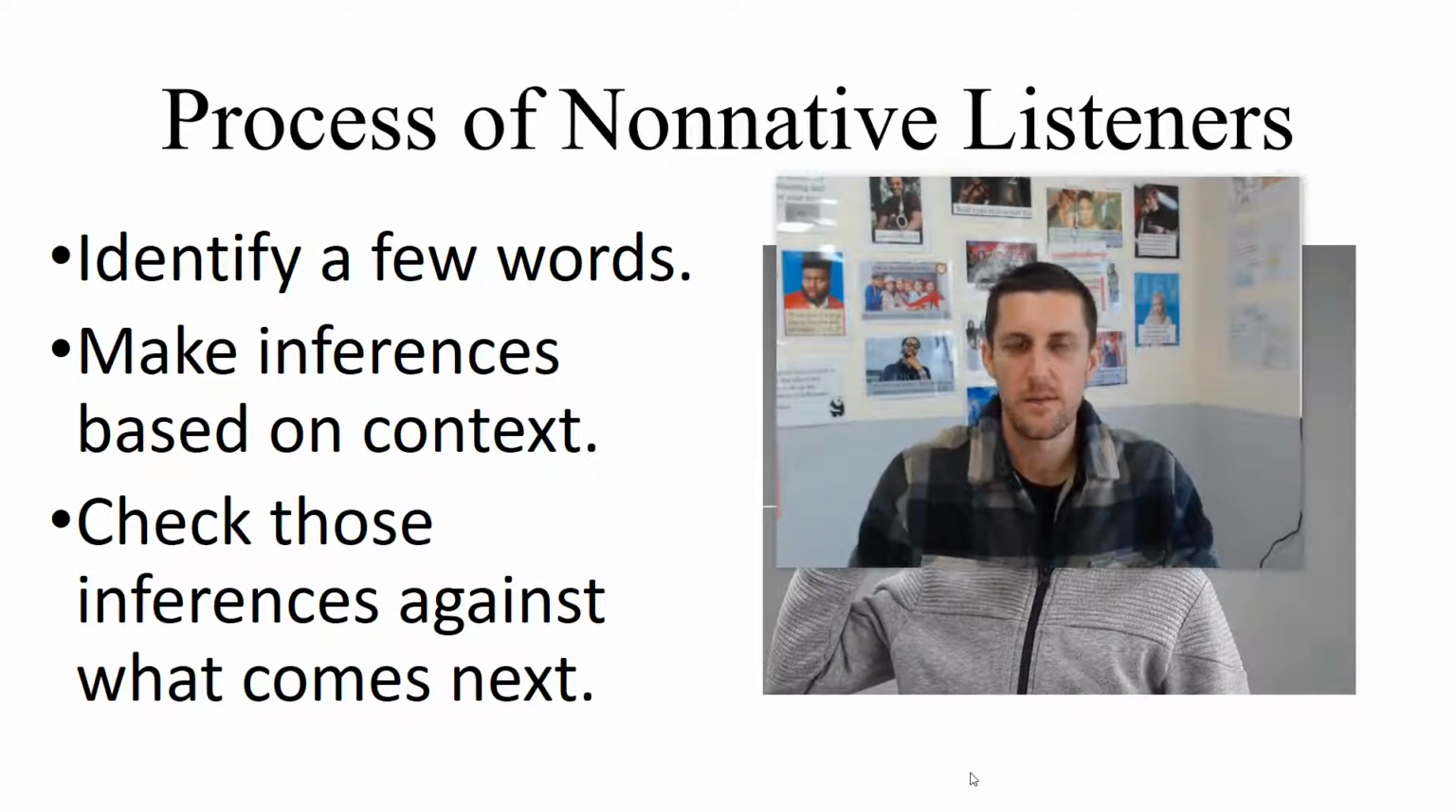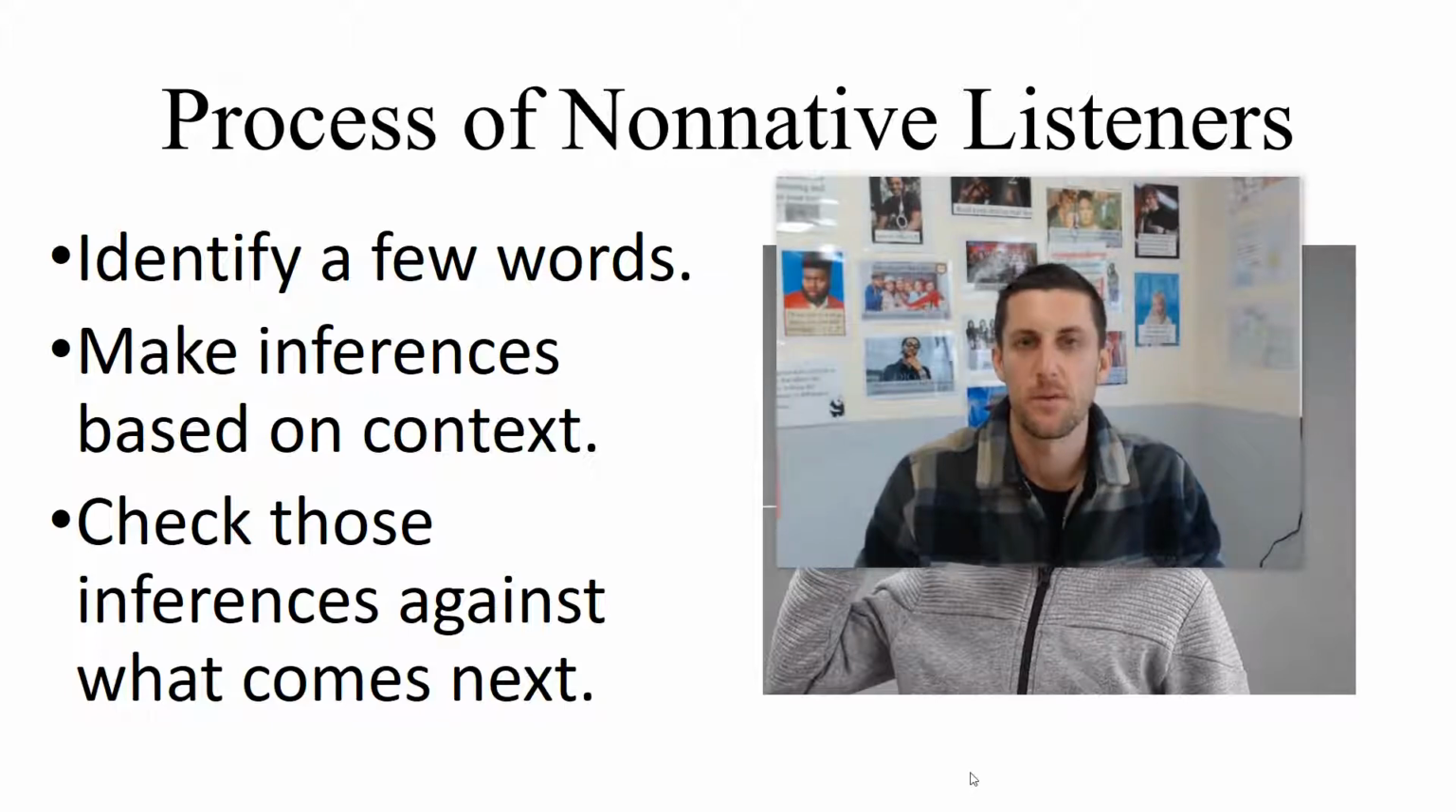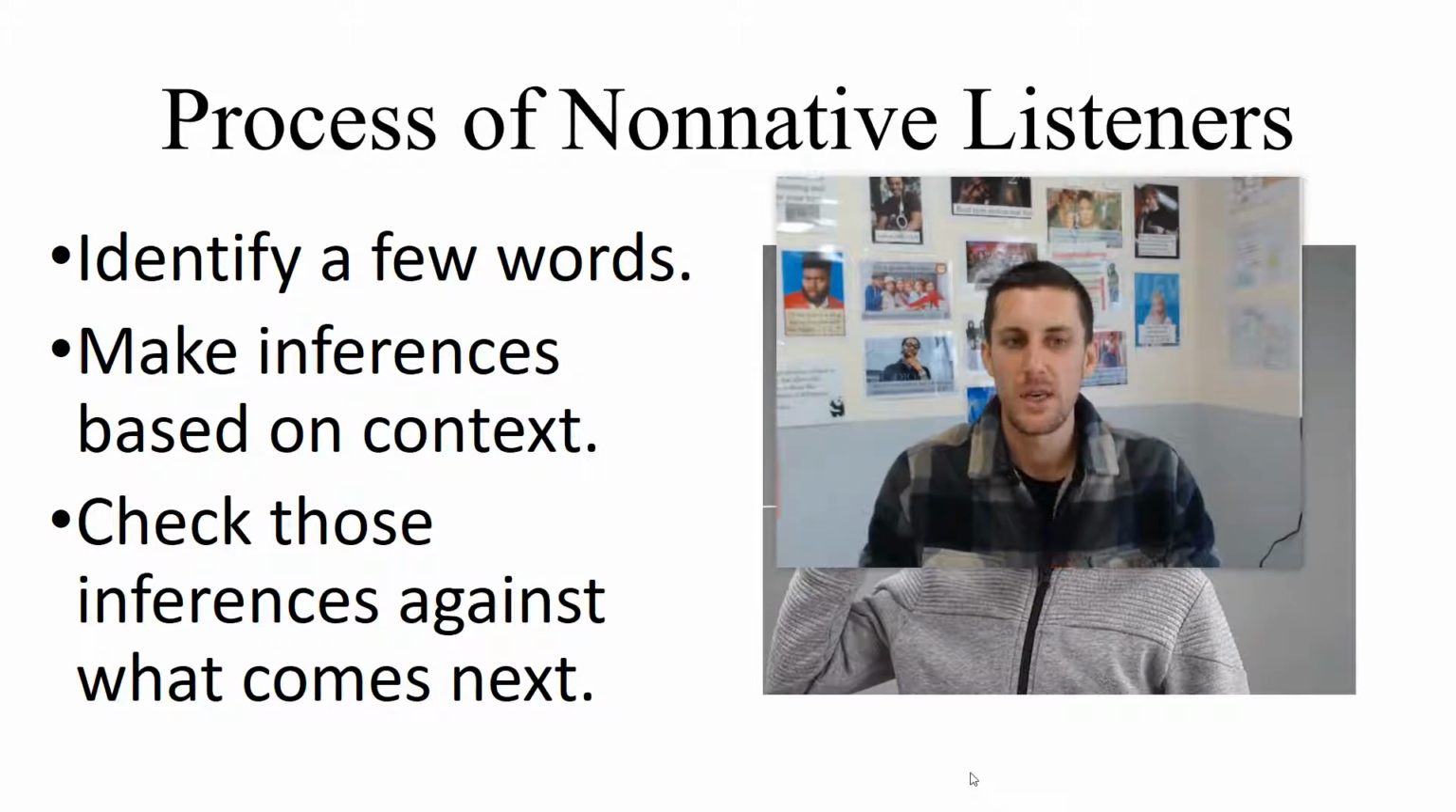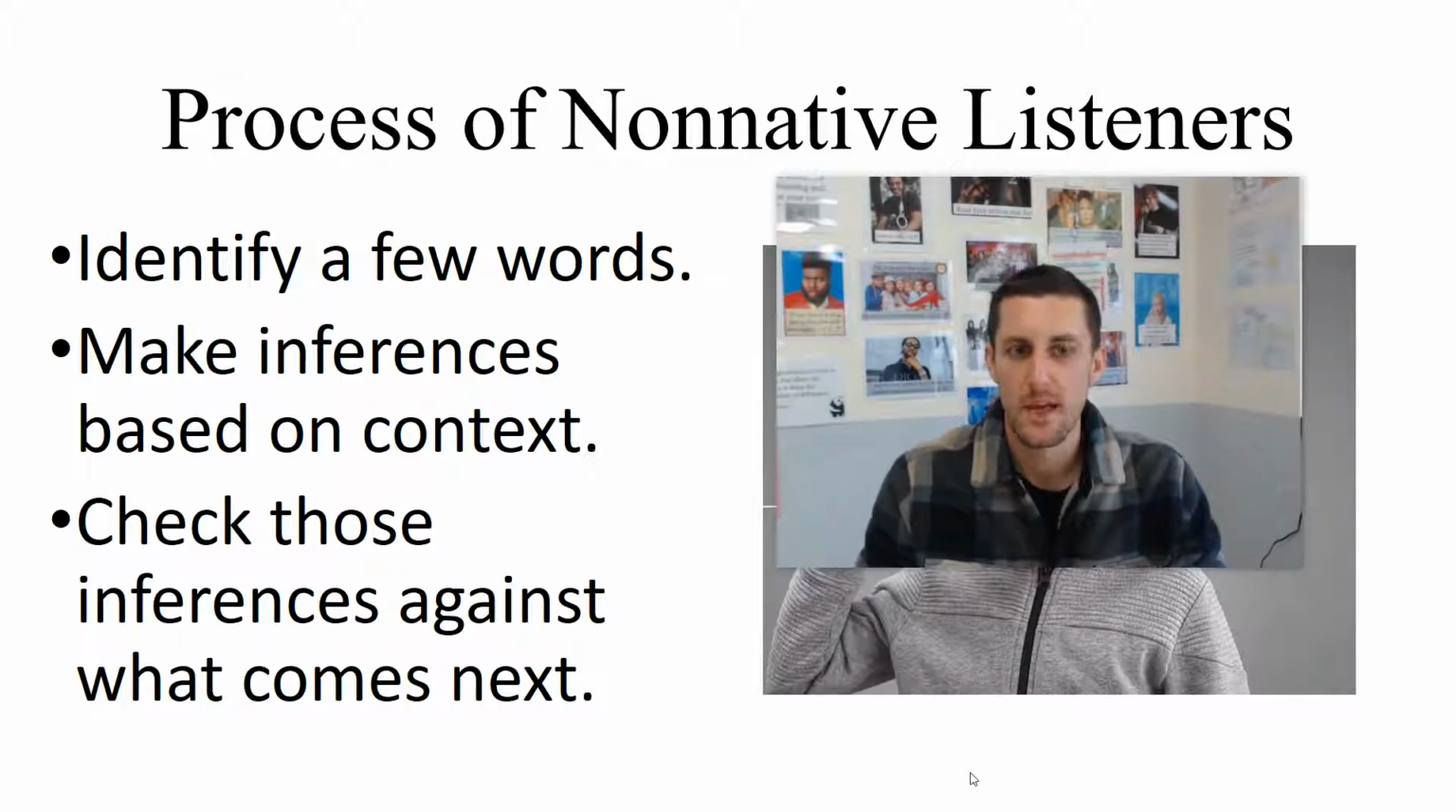Quite frankly, even for native speakers, someone will never identify every single word that one is saying. More likely than not, you will identify a few key words, make inferences based on the context of those words, and finally, check those inferences against what comes next. I would like to explain this through a story.